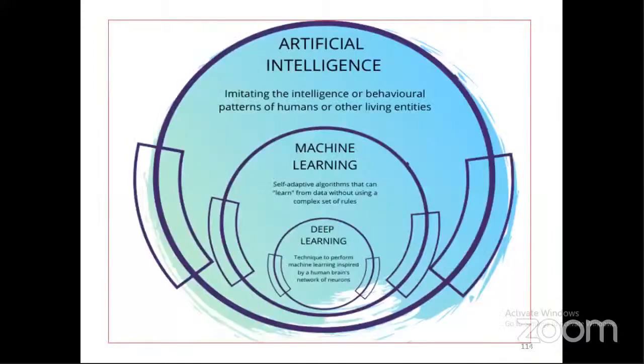So this is the difference between deep learning, machine learning, and artificial intelligence. Deep learning is a technique to perform machine learning inspired by the human brain's network of neurons. That's why deep learning is a sub-branch of machine learning. Machine learning is nothing but learning from observational data with the help of supervised learning, unsupervised learning, and reinforcement learning. Artificial intelligence means imitating the intelligence or behavioral patterns of humans or other living entities.